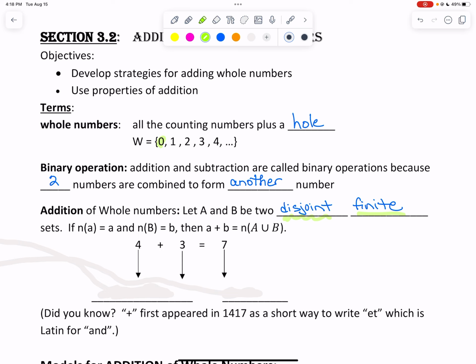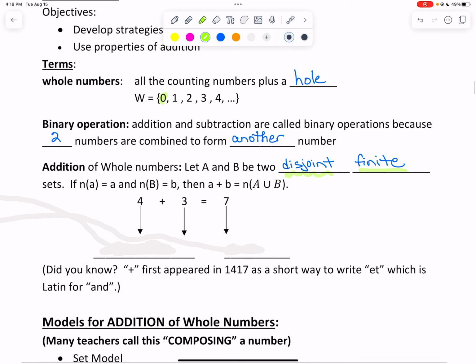So we're going to add 4 plus 3 equals 7. My 4 and my 3 are called addends. Those are the two numbers that you're going to put together, add together, and your 7 is your sum. So the answer for addition is called the sum. Just some neat information: this plus sign first appeared in 1417, and it was a shortcut for writing the Latin word "et," meaning and. So that's when they first started using plus signs.